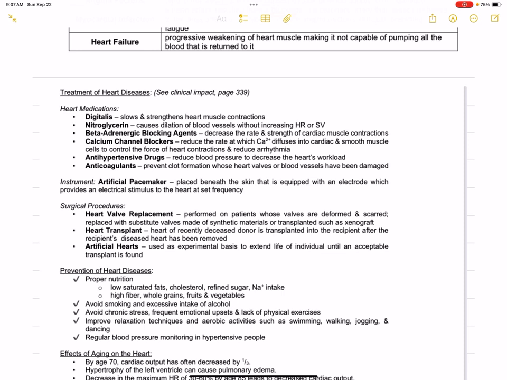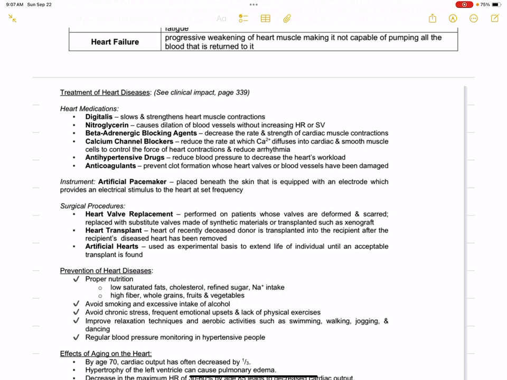So, antihypertensive drugs, so yung mga high blood dira, reduce blood pressure to decrease the heart's workload. And anticoagulants prevent clot formation in patients whose heart valves or blood vessels have been damaged. So, sa mga nasustroke nga mga patient, anticoagulants para hindi mag-clot ang blood sa mga valves or vessels. Kaya kung may clot, hindi ka-flow ang blood.